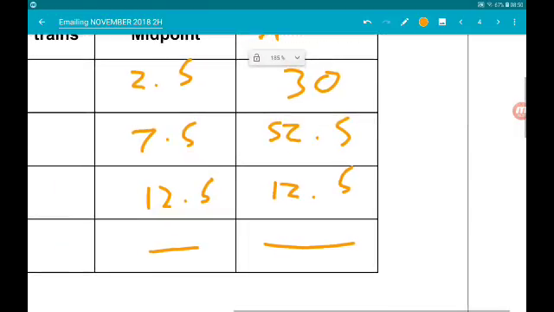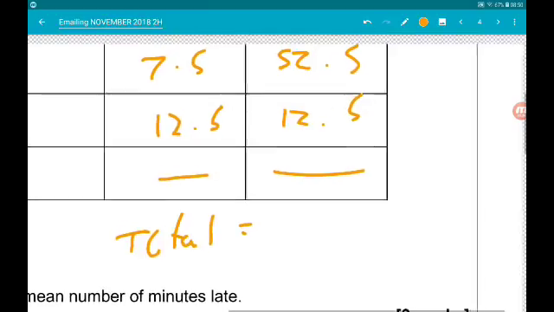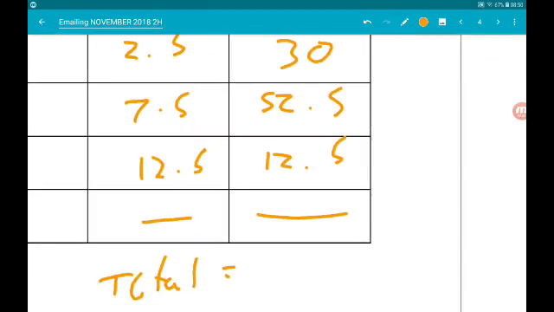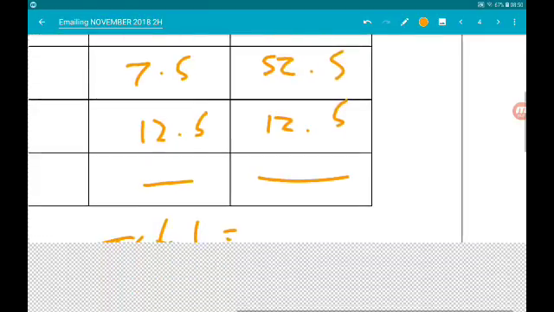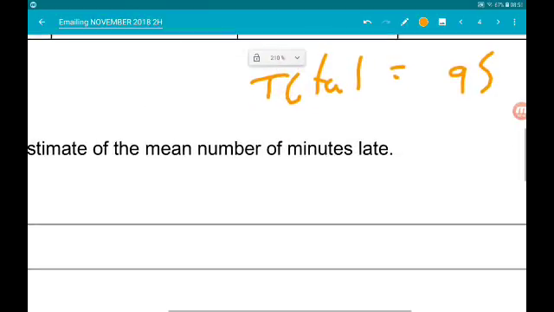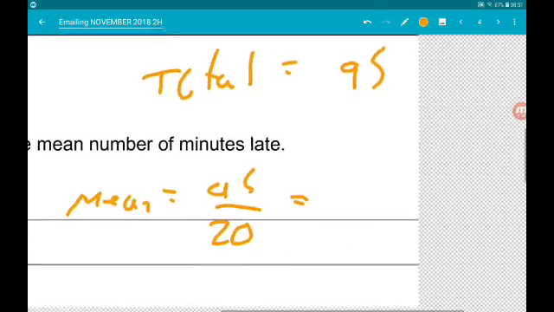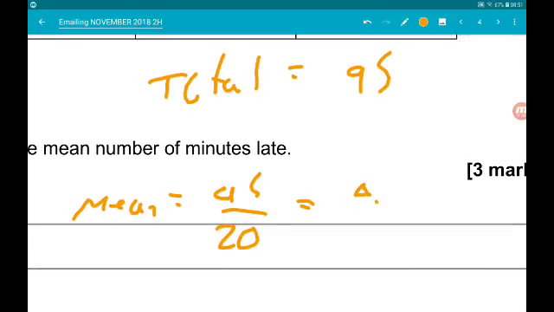So what we now need is the total. 12.5 add 52.5 is 65, add 30 gives us 95. Now the mean is the total, 95, divided by the total frequency, 20, and that gives us 4.75 minutes. Cool.